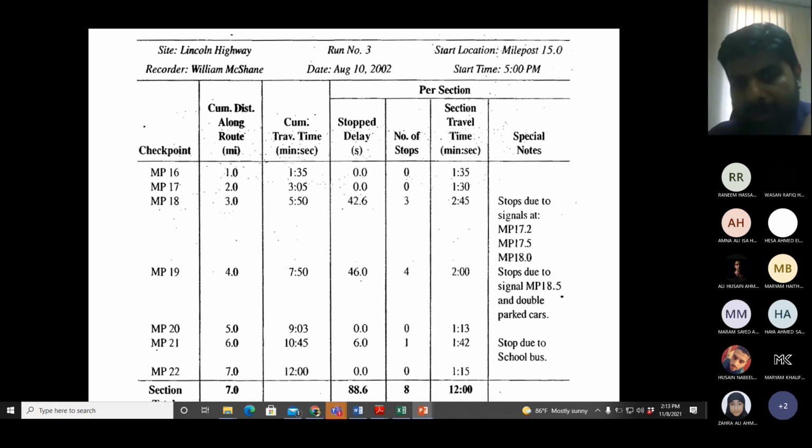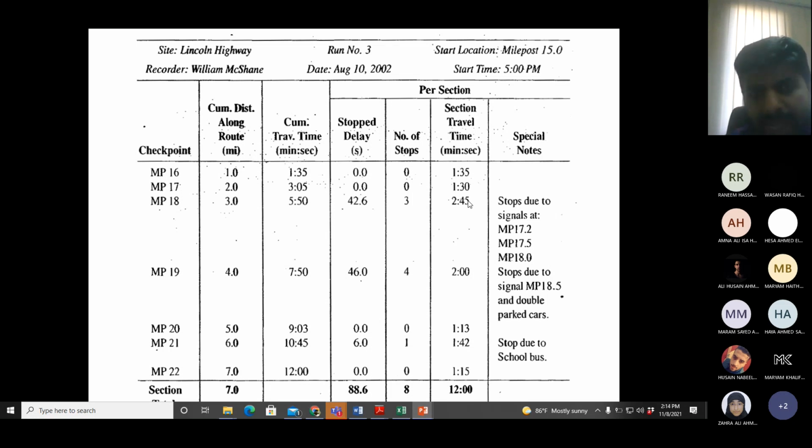So when you do this, you will get 1 minute 30 seconds. Okay, so how did I get 1 minute 30 seconds? 3 minutes 5 seconds minus 1 minute 35 seconds. And how did I get 2 minutes 45 seconds? Again, you subtract these two values. So from 5 minutes 50 seconds, subtract first of all 3 minutes, you will get 2 minutes 50 seconds, and then subtract 5 minutes 5 seconds again, you will get 2 minutes 45 seconds.